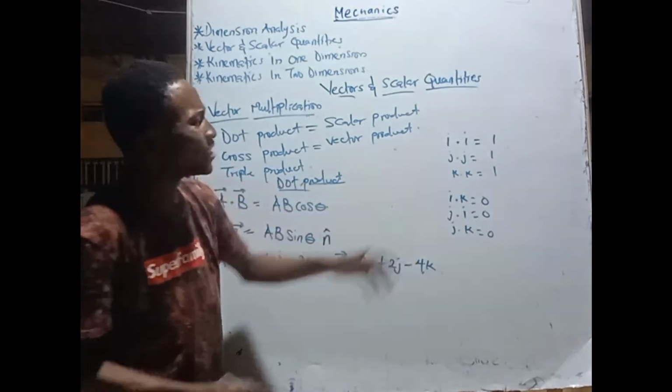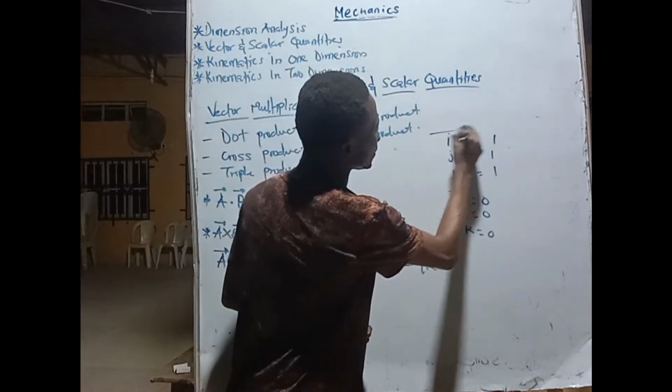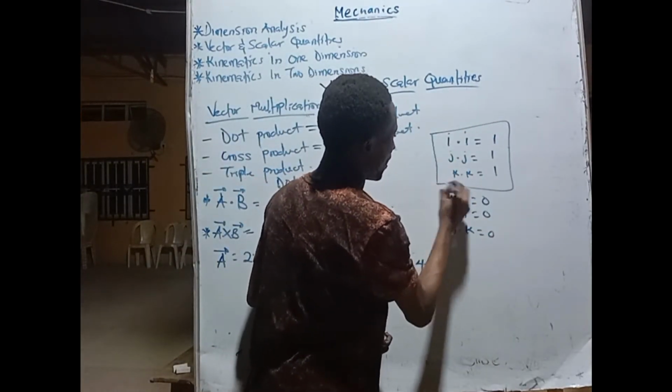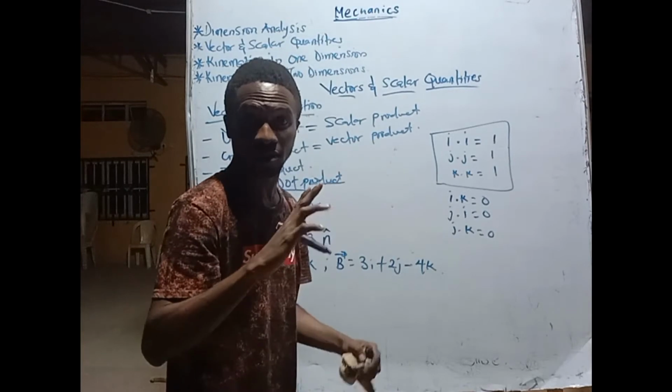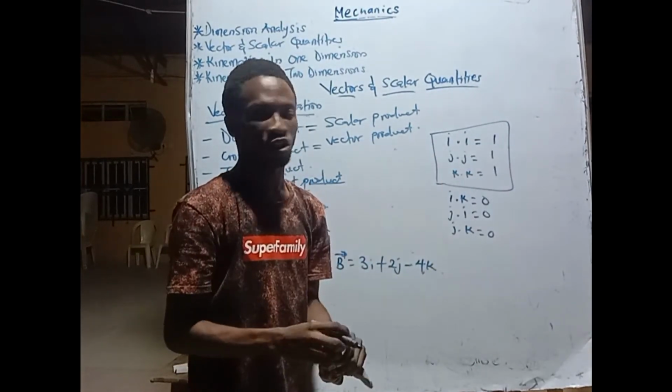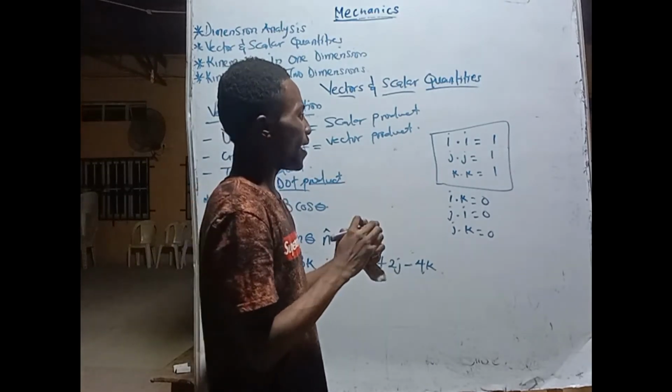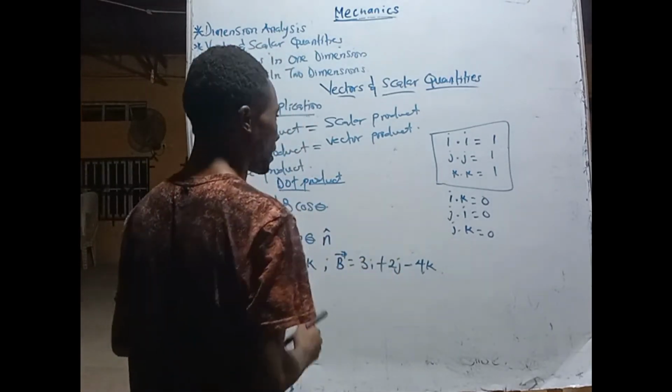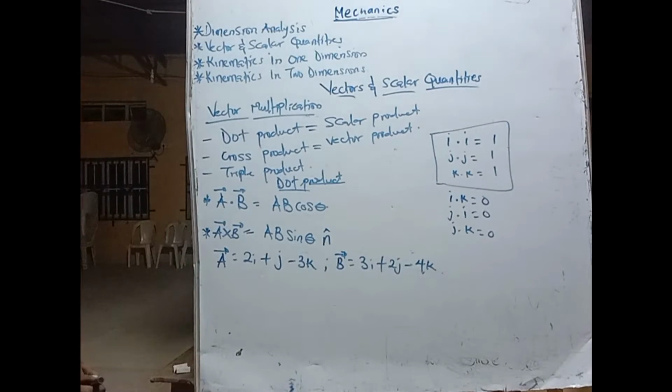But under dot product, if you are having two unit vectors, the same unit vector, multiplying each other, they will give 1. Do you understand that? Good. Alright. Now, having said that, let's come back here and solve our example.